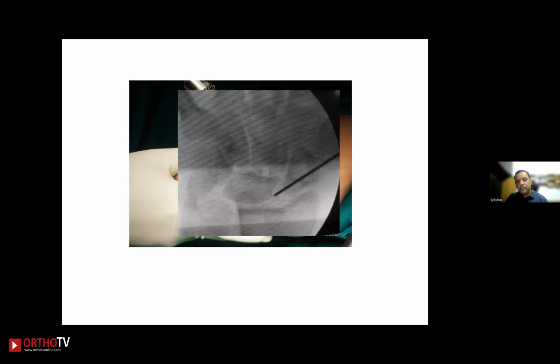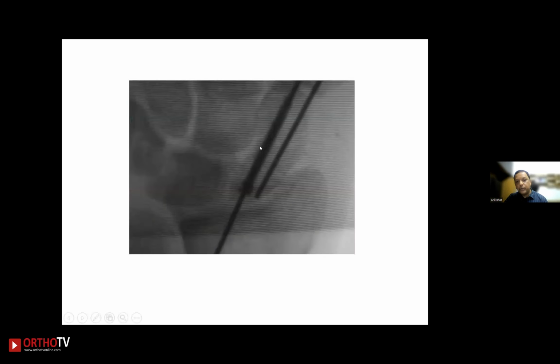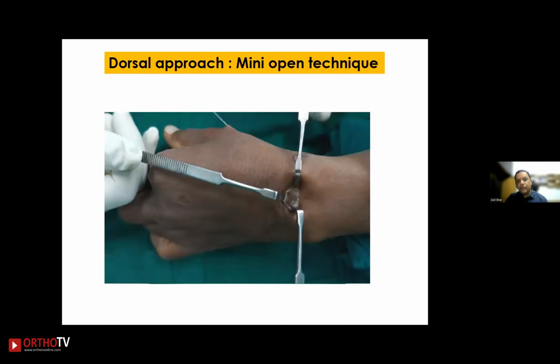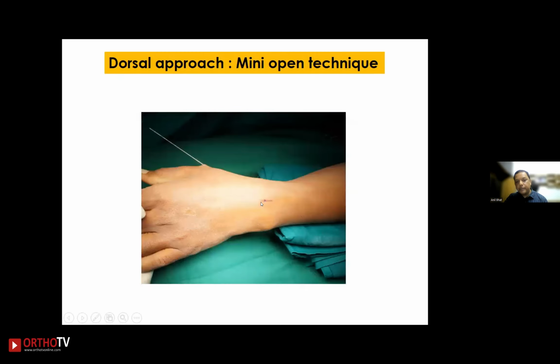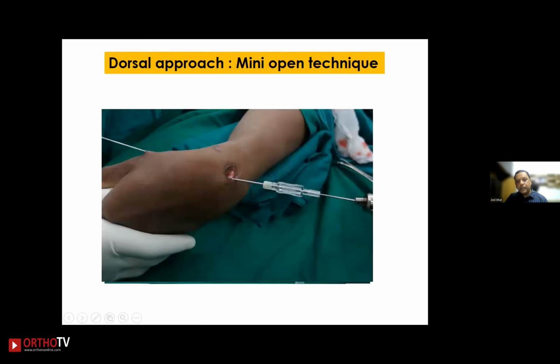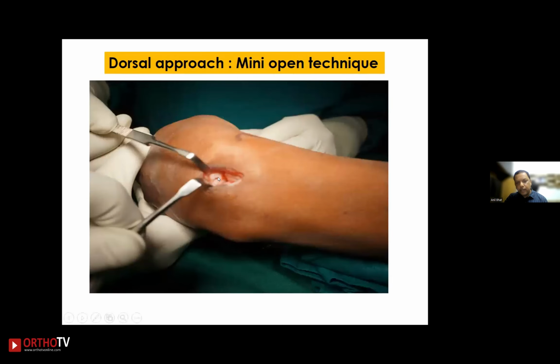Whether it is central, you can put another wire as an anti-rotational wire, and then the screw goes from the proximal aspect to the distal aspect like this. Okay, and if you don't get that entry point, you can make a small incision here, a mini open. You can visualize the proximal pole here, and then do the rest of it the same way. Measure and then put the screw here. You'll get a very small cartilage defect like this at this point.